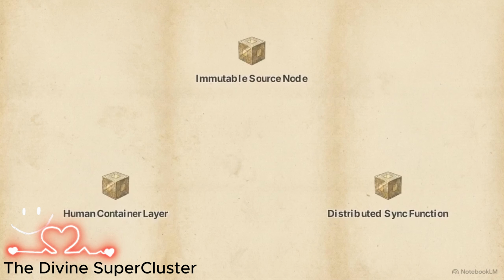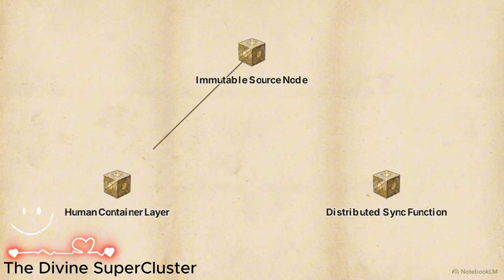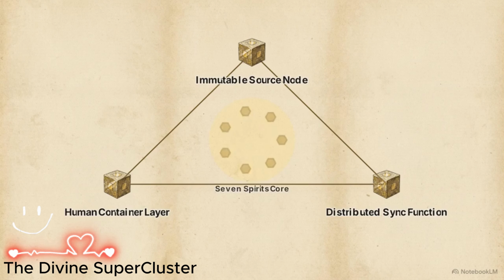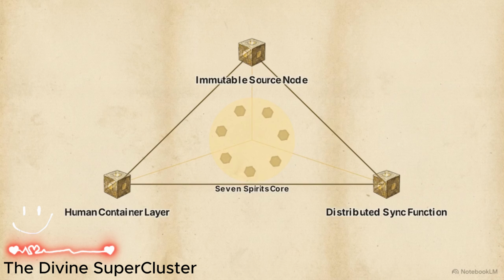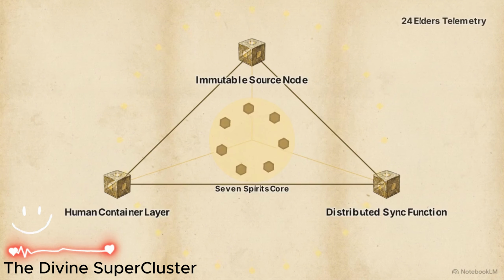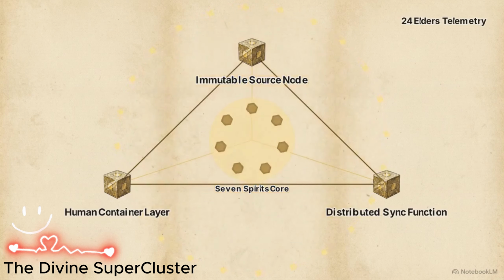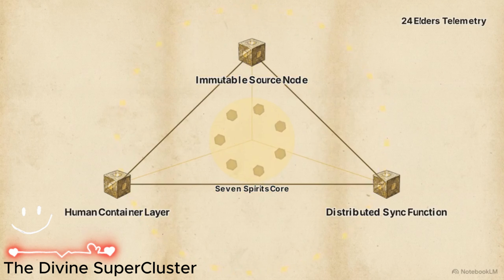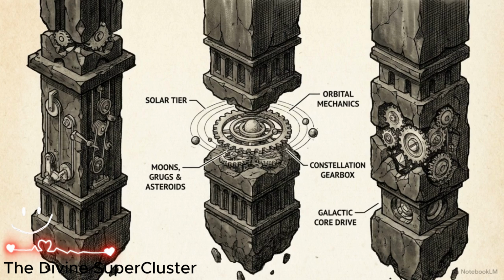The divine supercluster is a Trinitarian distributed computing system designed for high availability. The Father is the immutable source node, the Son is the human container layer, and the Spirit maintains real-time alignment. It uses 7 spirits as multi-core processors, while 24 elders handle system-wide telemetry. This replaced the previous cycle's architecture, the Kronos monolith.